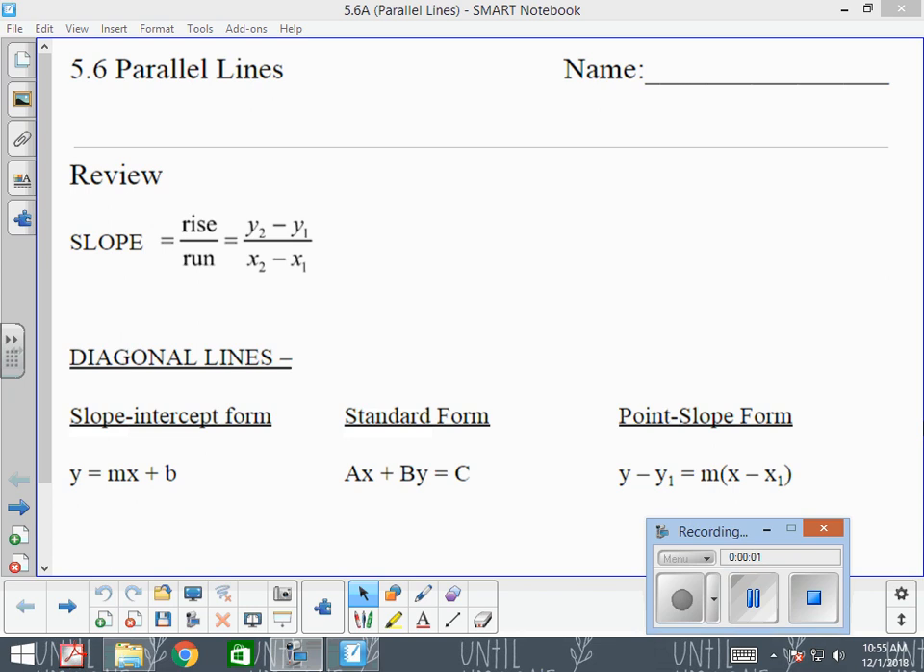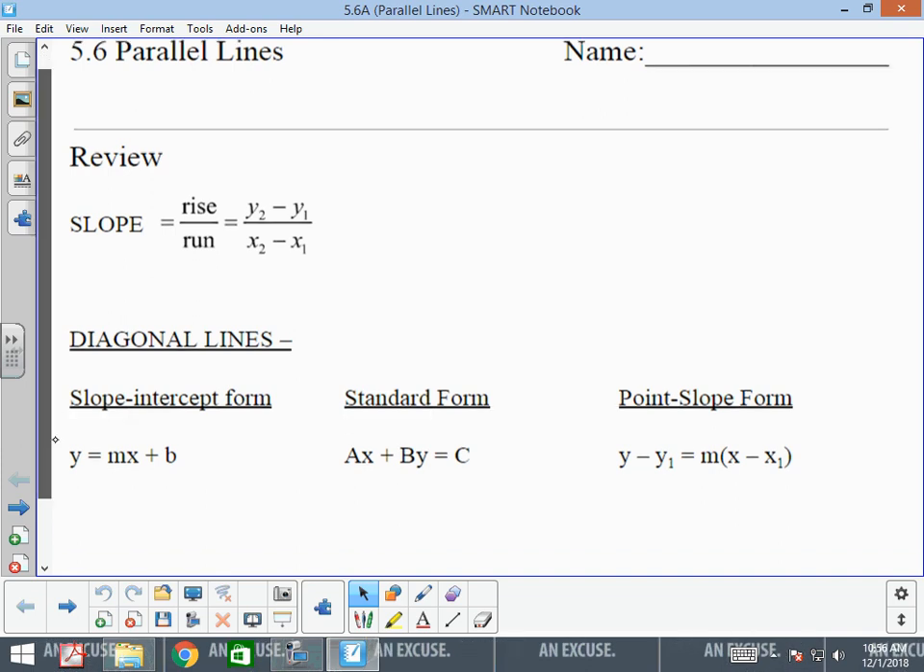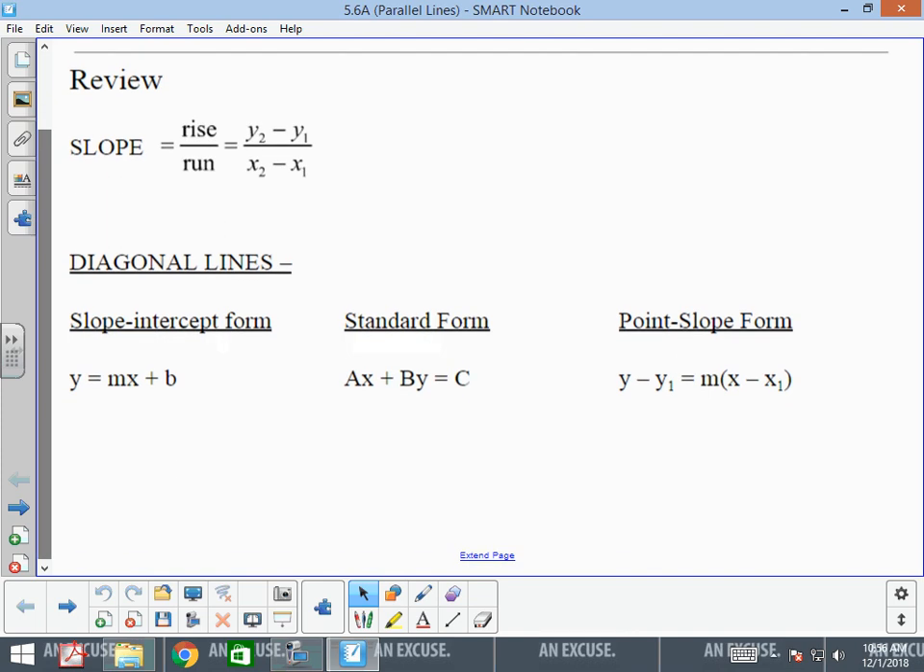Alright, welcome to the last section. We're going to finish up with chapter 5, and that is 5.6. I have broken this particular lesson up into two different sections. The first one we're going to look at is parallel lines. Before we start that, let's do a little review over what we've learned so far in this chapter to deal with lines.